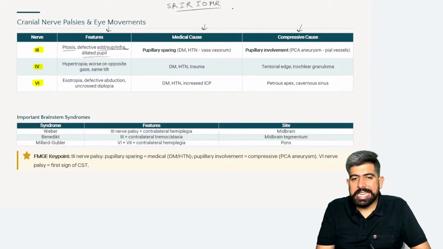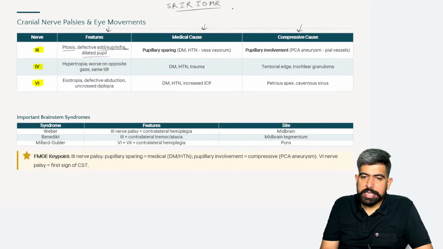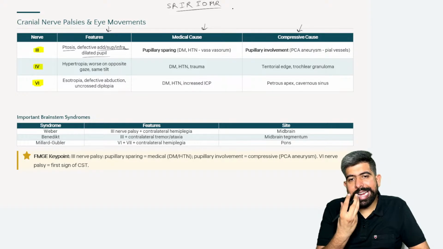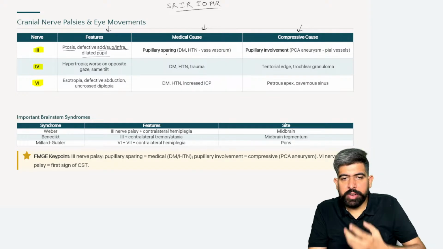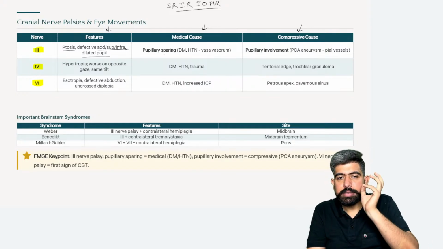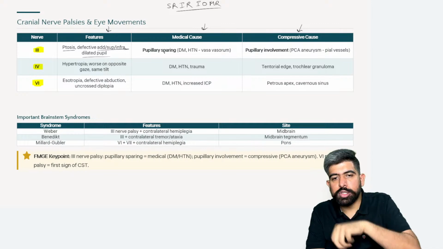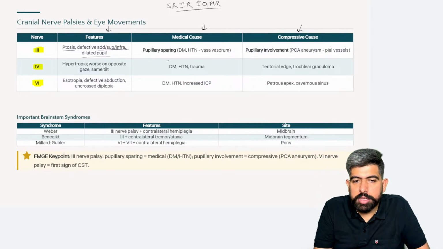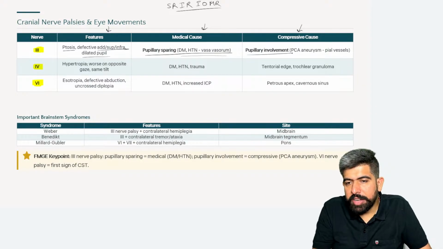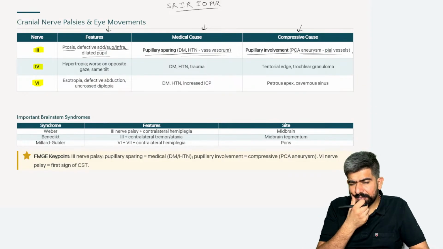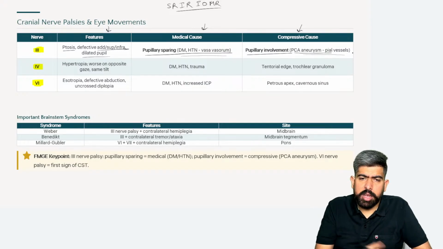So what will be seen? The eye will look downward and outward. Downward and outward: inferior, abducted. Right, now what can be the medical causes? The pupillary sparing will be diabetes mellitus, hypertension, which is the vasa vasorum, or the pupillary involvement can be a posterior communicating artery aneurysm, as we already told about the pale vessels, right?